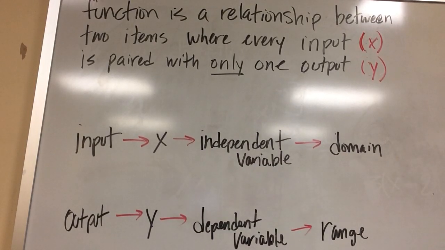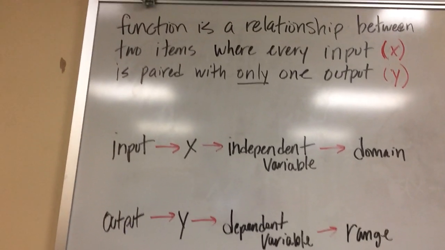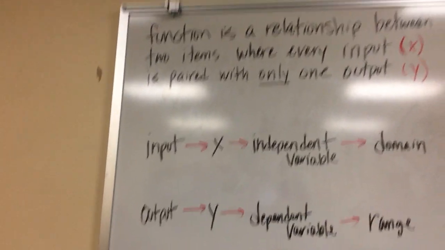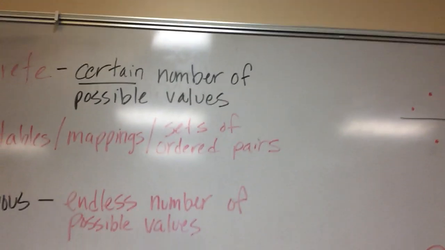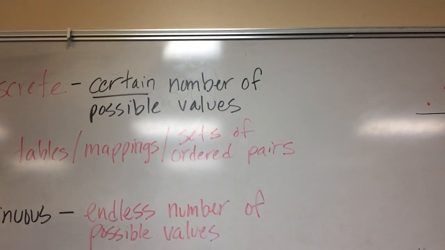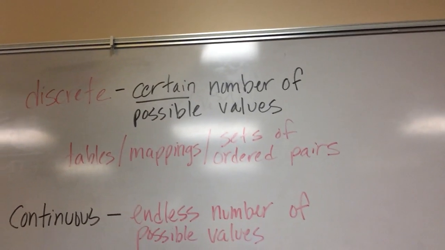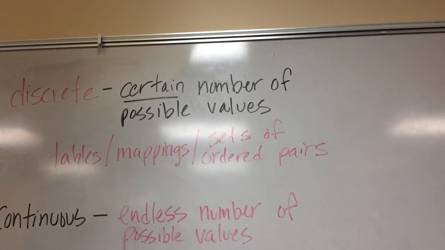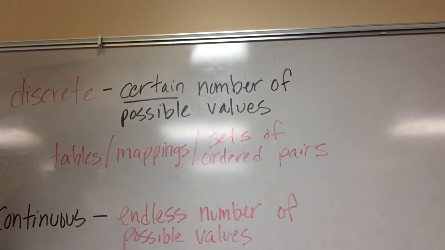So today, we're going to talk about discrete and continuous functions and relations. First, let's start off with a couple of definitions. Discrete means that there's a certain number of possible values in a situation.